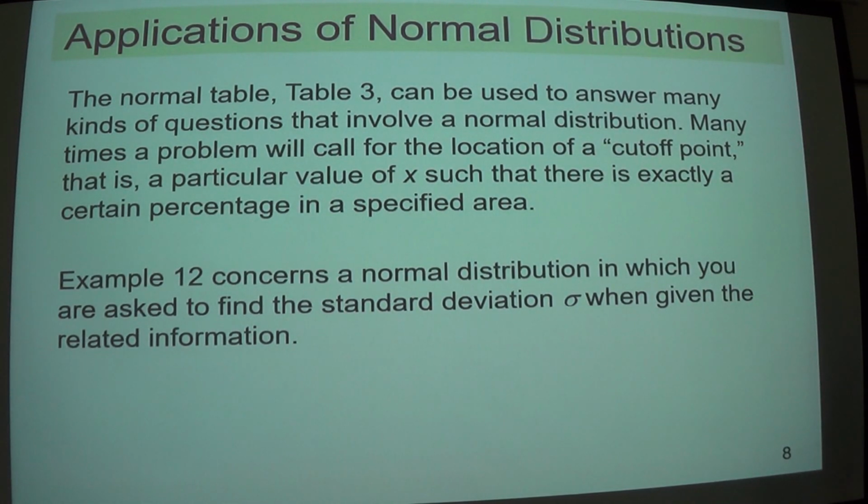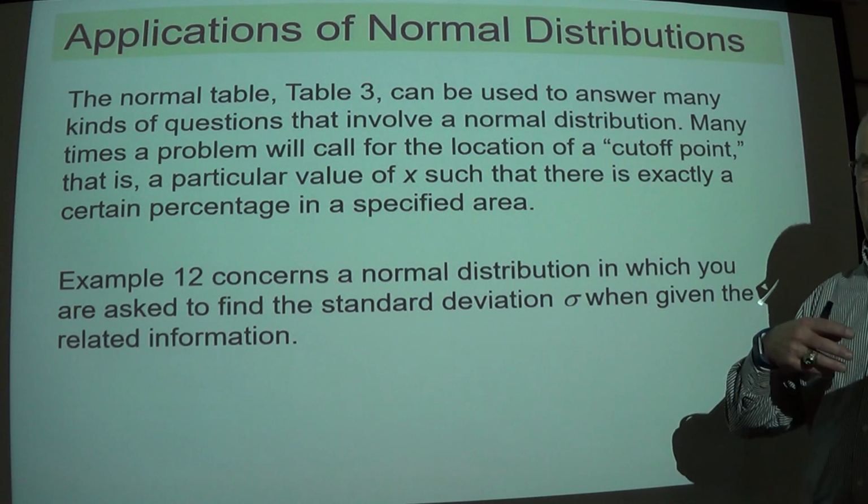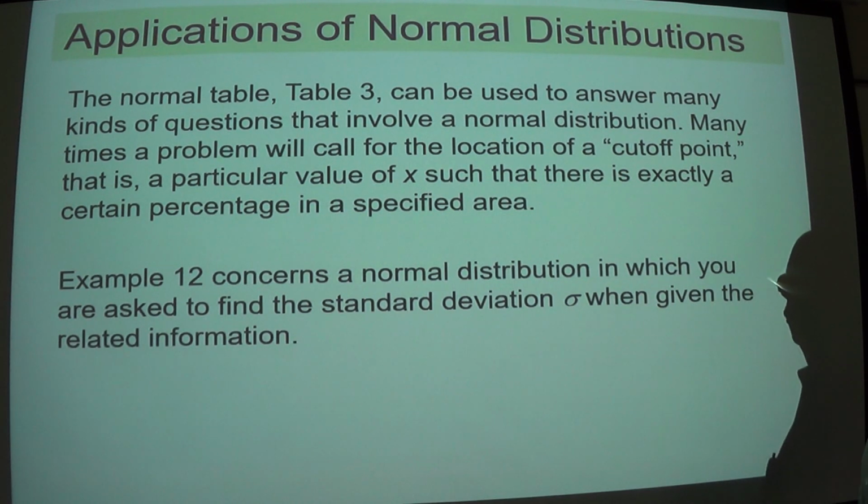Let me just, let's see here. Normal table, when you say table 3, that's that printed table, or it's table 3 in appendix B in the back of your textbook.